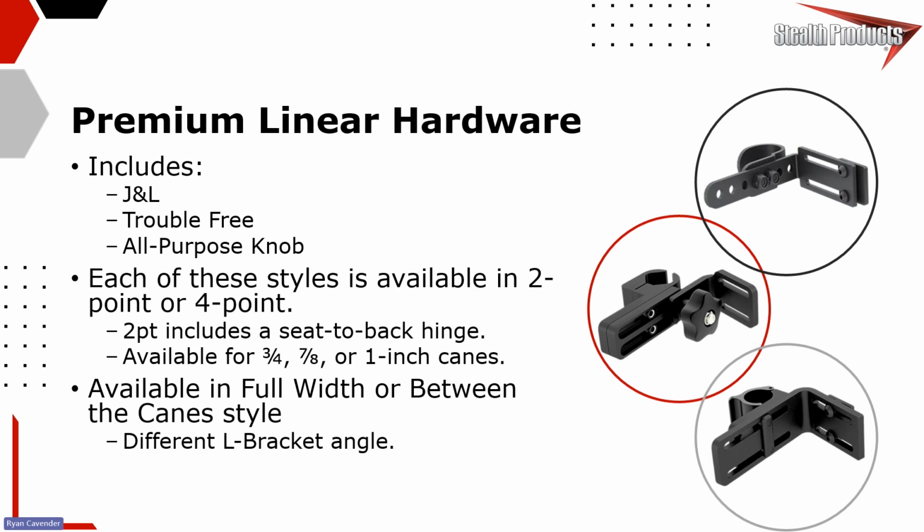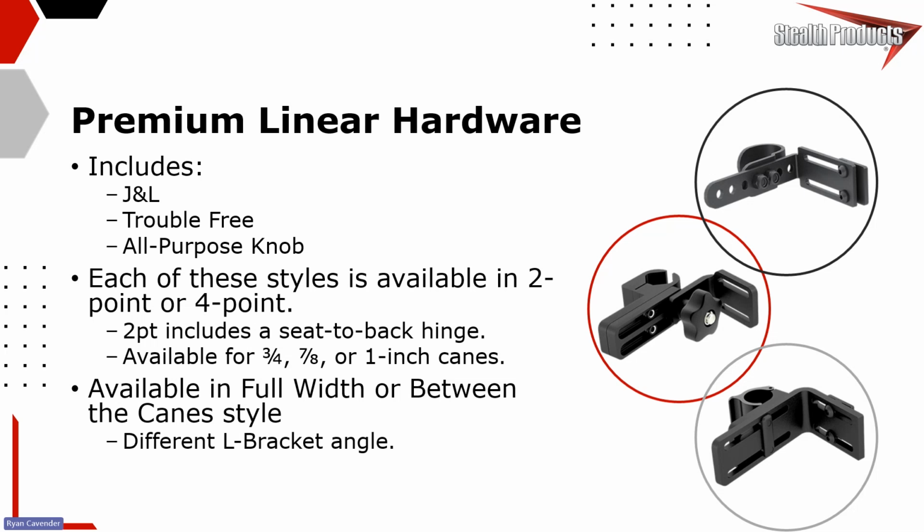So for linear hardware, we have J&L. It's pretty standard J&L stuff. We have our knob hardware, again, pretty standard knob hardware. And then we have our trouble-free bracket. So the trouble-free here, you would flip this little plastic piece open with your hand, and it would come right off of the chair. So all of these 3 are tool-free to remove from the chair. You can get them all in a 2-point or 4-point version.